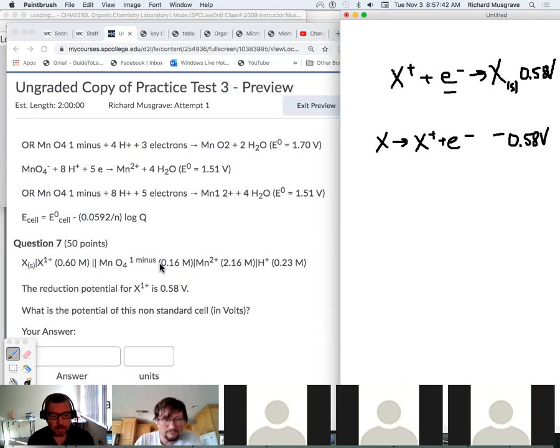The other equation, MnO4 minus, Mn2 plus and H plus. So I need to pick out the right equation here. And I can see it here. This is MnO4 minus, there's H plus, and there's Mn2 plus there. So that is the correct equation. And since it's a reduction already, I just leave it as a reduction. MnO4 minus plus H plus.